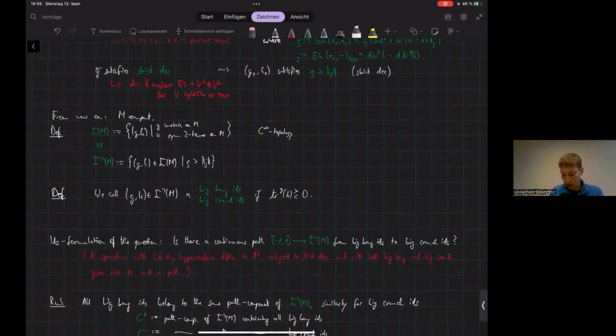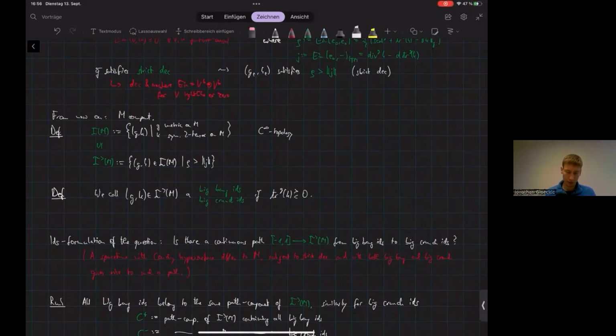And vice versa, if the mean curvature is negative, then we will have a Big Crunch. And so we call these Big Crunch initial data sets. Now we can reformulate our original question in terms of initial data sets. And the question is now the following. Is there a continuous path inside the space of initial data sets that strictly satisfy the dominant energy condition that starts at Big Bang initial data sets and ends at Big Crunch initial data sets?